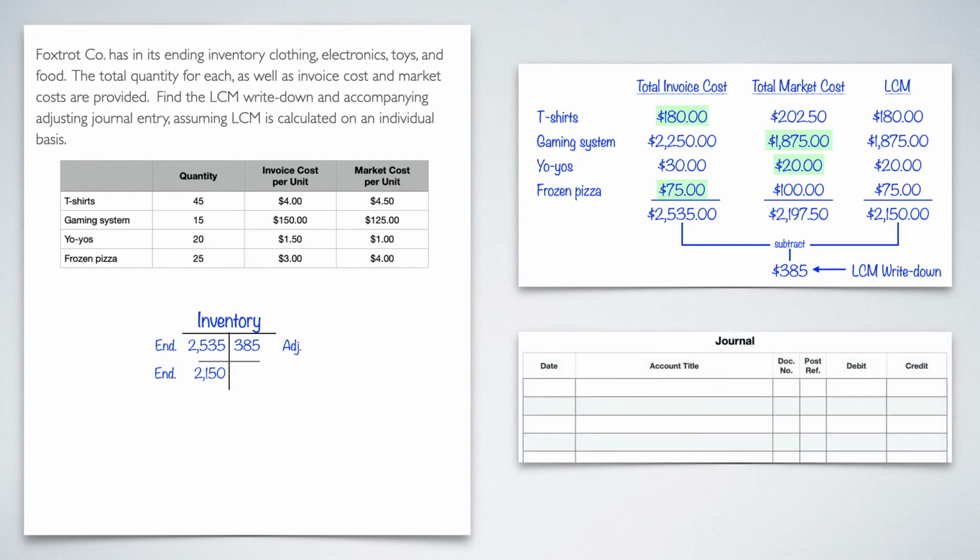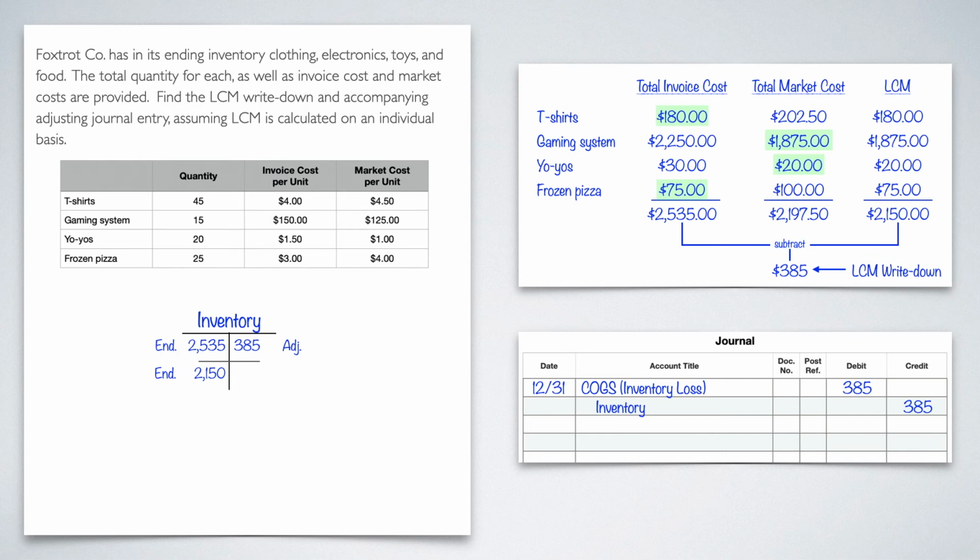I would use whatever date the period ends, 12/31. I would debit COGS, inventory loss, because I'm expensing this through inventory, but not because I sold it, but because it just lost value, of 385. Then I would also decrease my inventory, because that's the whole purpose, to decrease it to the lower of cost or market by that same 385. And that's how you do the LCM on an individual inventory basis.